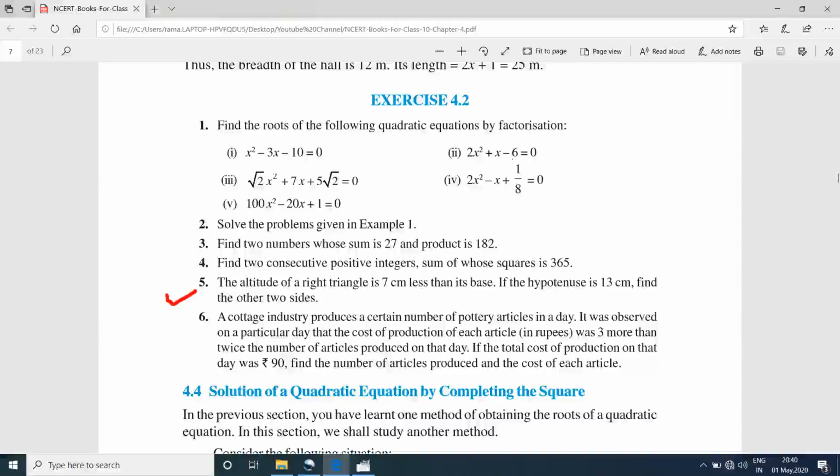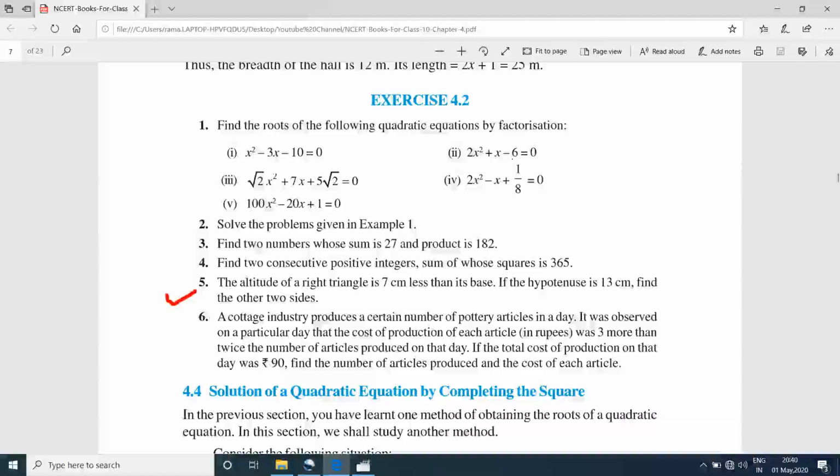The altitude of a right angle triangle is 7 cm less than its base. If the hypotenuse is 13 cm, find the other two sides. When such a word problem comes, I will request you to pause the video at this point and read the question carefully 2 or 3 times.